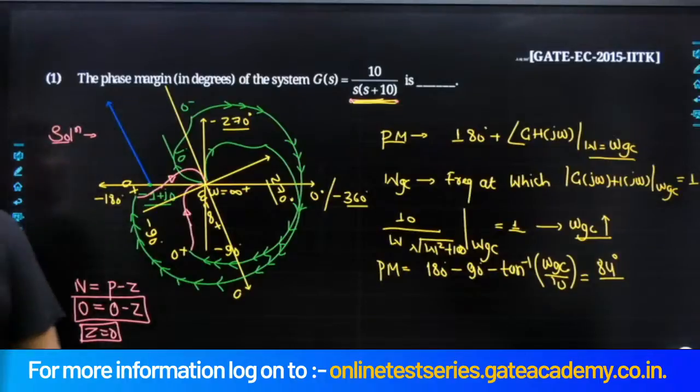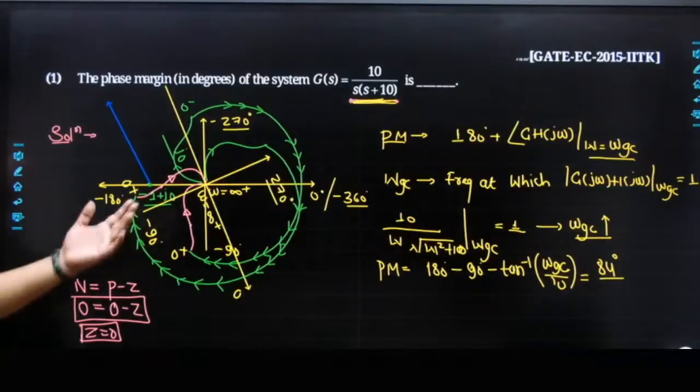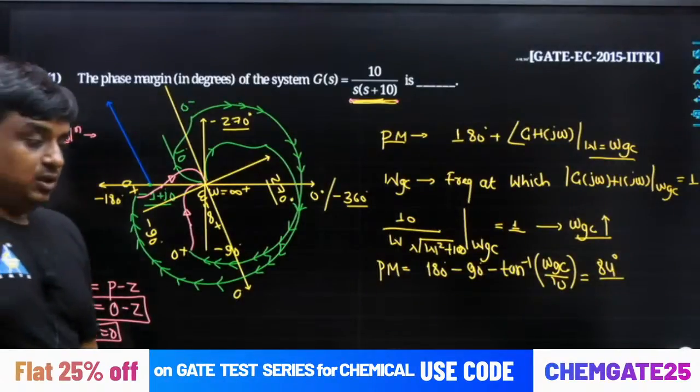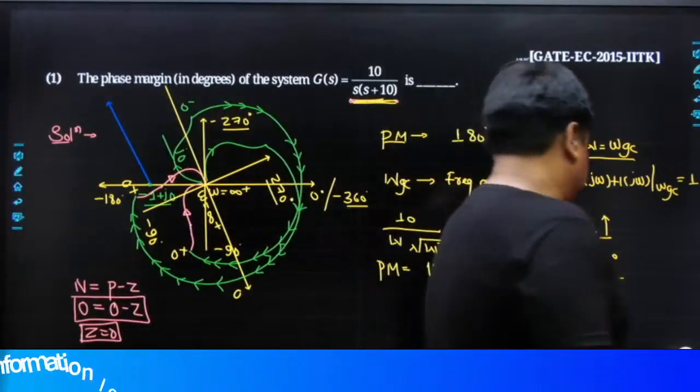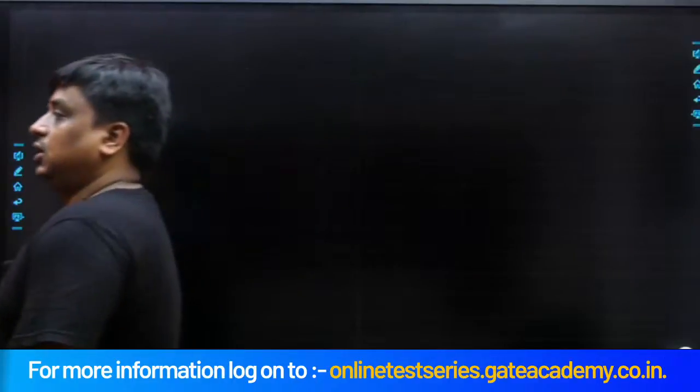Because in this problem, they have been categorically talking about the phase margin. They have not been concerned about the gain margin. But now, let me focus on the gain margin also. Tell me what would be the gain margin over here. I would like to have the input from each one of you. What would be the gain margin over here?